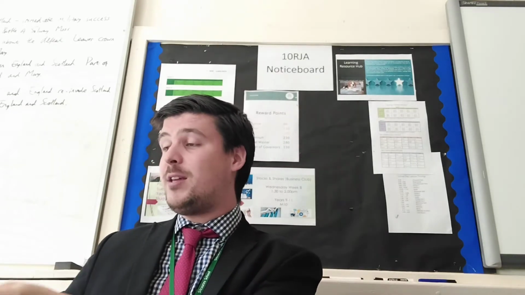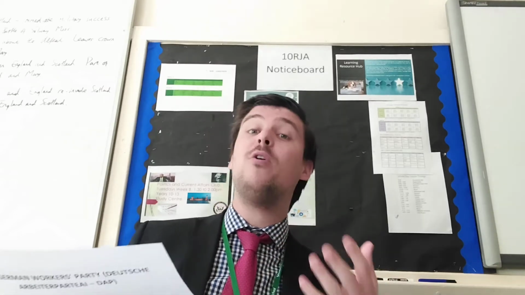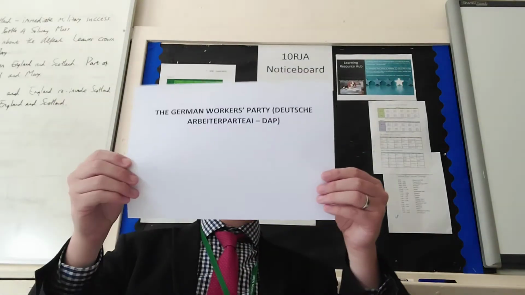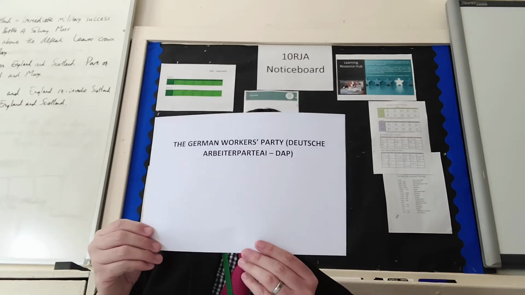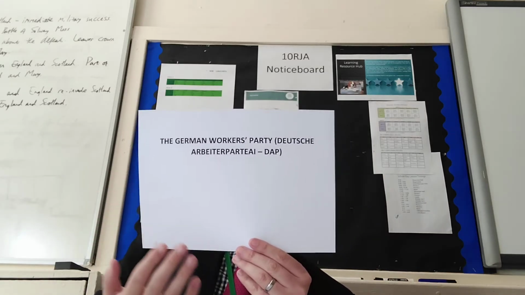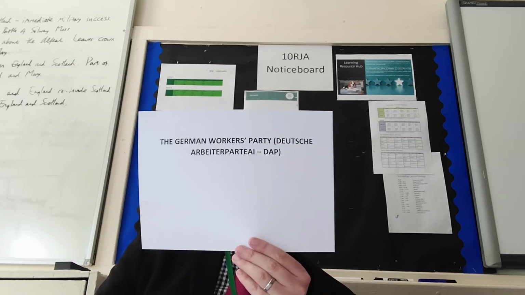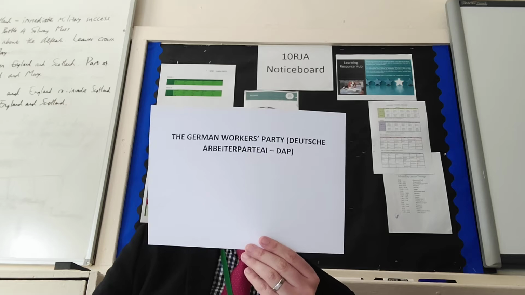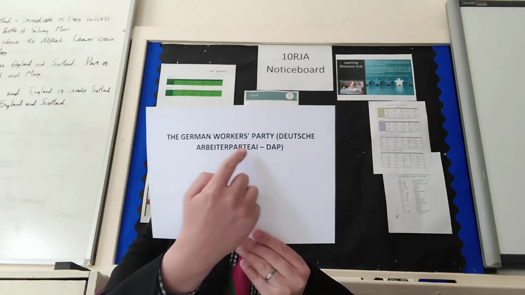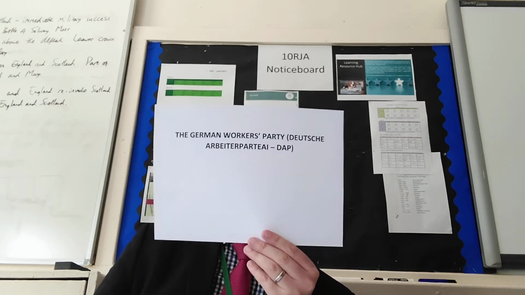Right, first thing that you need to know about the Nazi Party, or the development of the Nazi Party, is that the Nazi Party starts off, or initially is named, the German Workers' Party, or Deutsche Arbeiterpartei, if you want to say it in the German. DAP for short, Deutsche Arbeiterpartei, or the German Workers' Party.